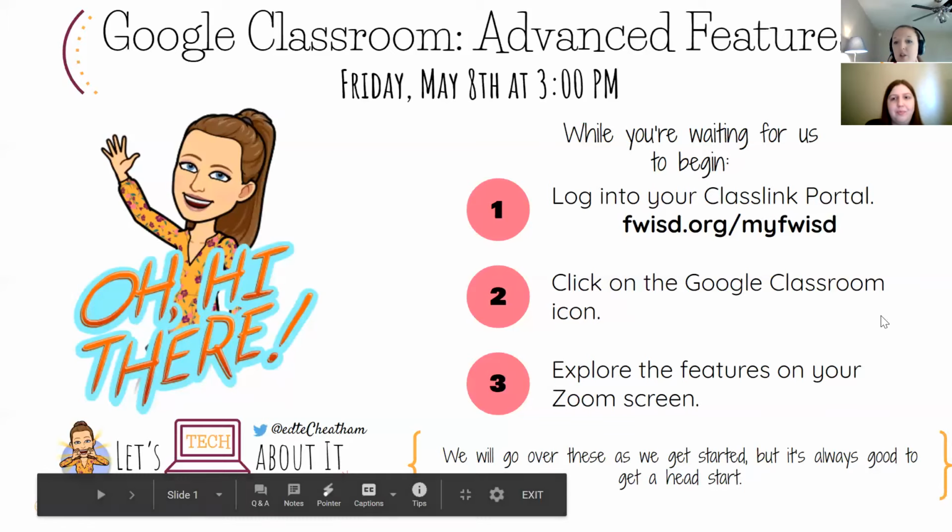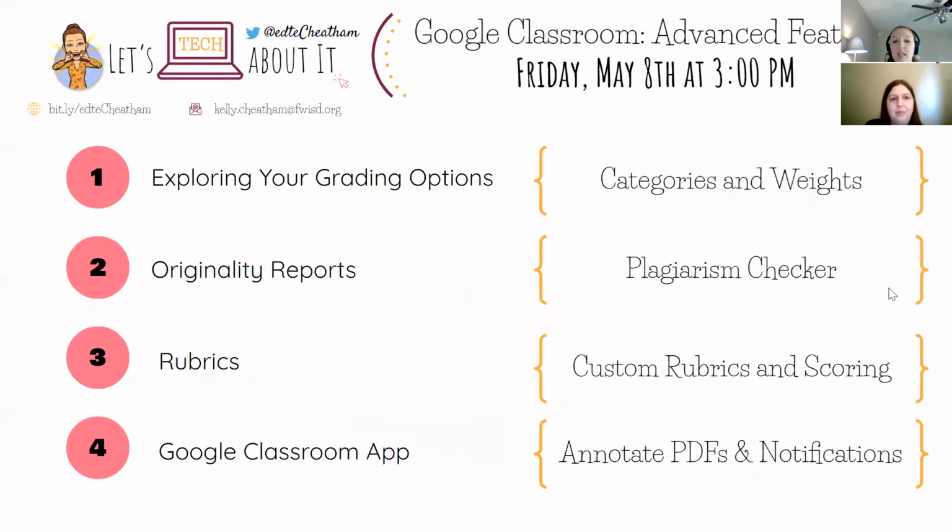Today's webinar is going to talk about using some of those more advanced features in Google Classroom. Specifically, we're going to focus on those options with your gradebook. In your settings, you have the ability to turn on grading categories and then to turn on the ability to weight those categories. So, we'll look at that.